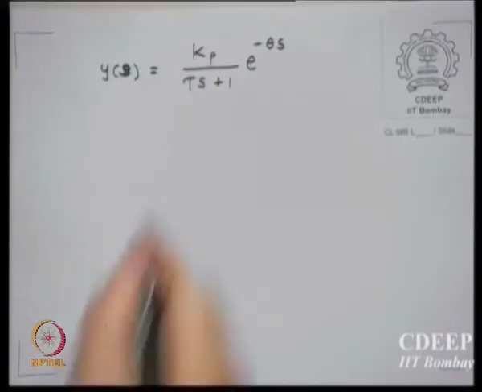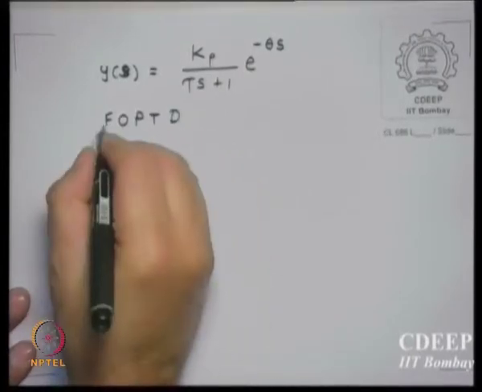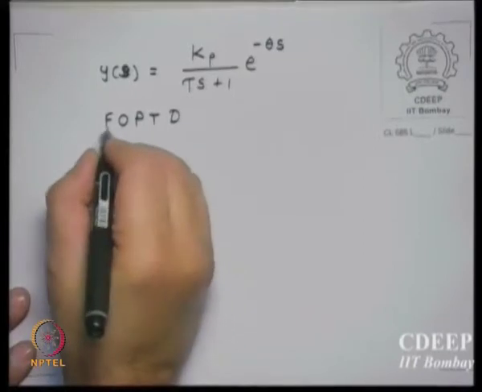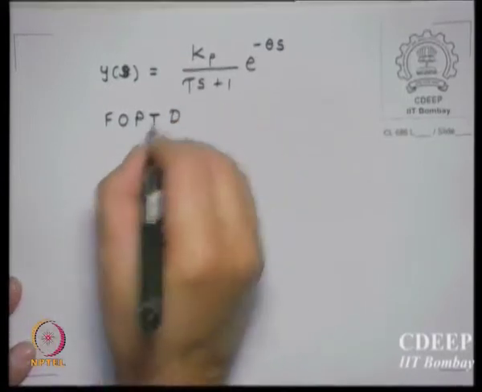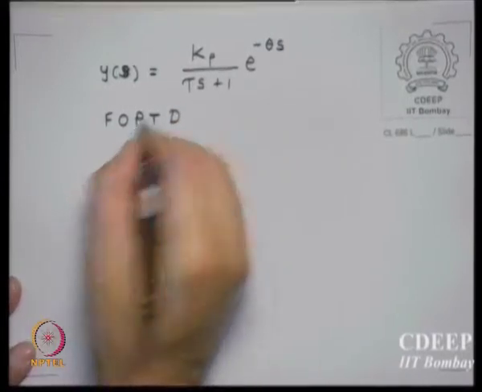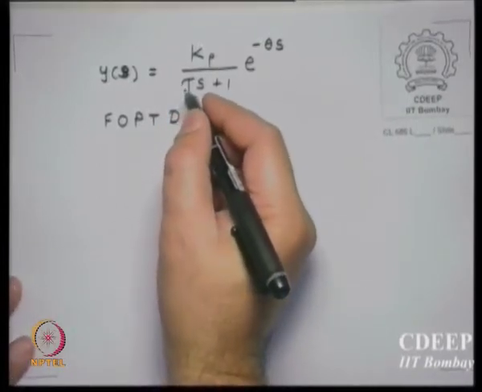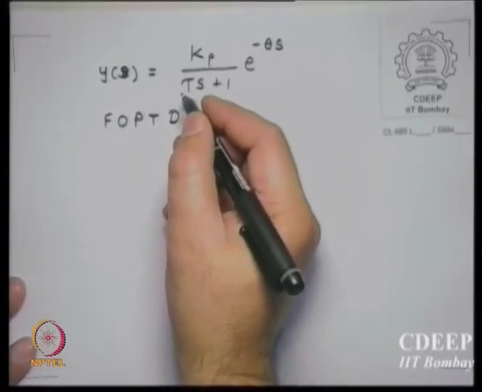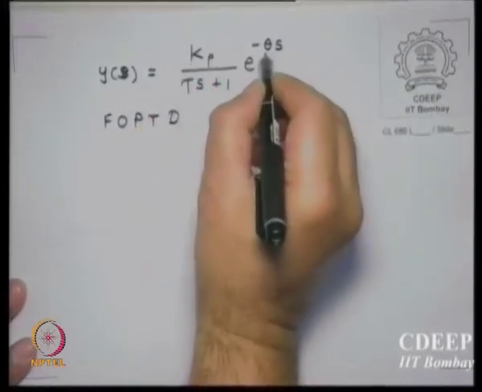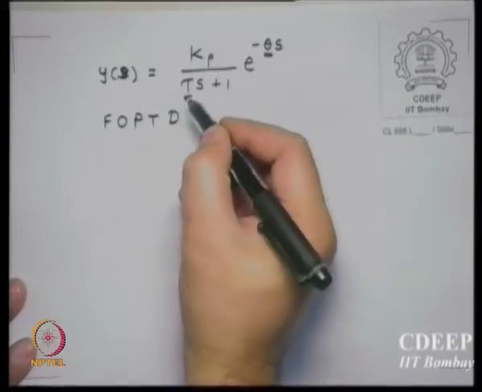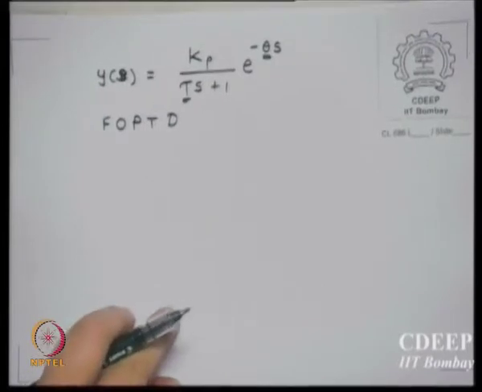Okay, this is called FOPTD. FO is first order, okay. First order with time delay, okay. And I think P is for plus. This is the first order with time delay model. You have one time constant, and you have gain, time delay, and time constant. Very simple model. Many times useful to approximate high order systems.